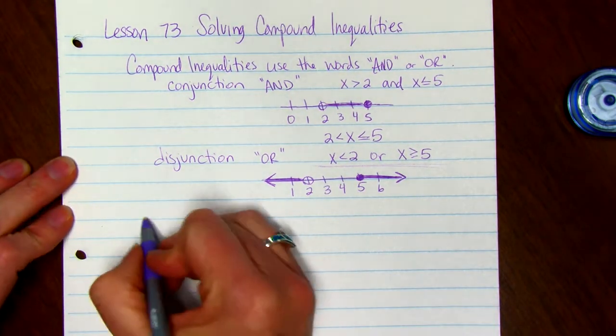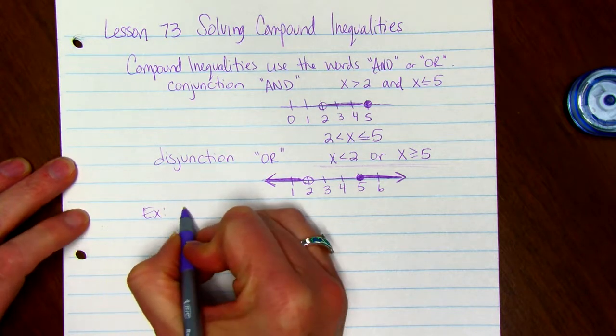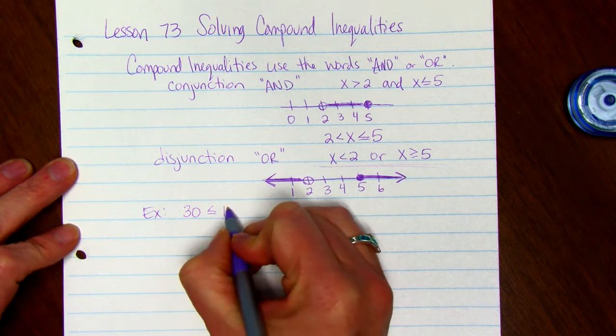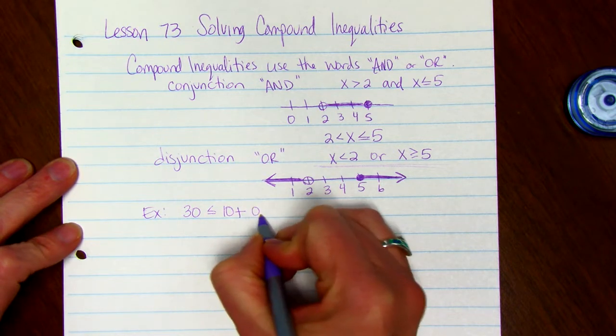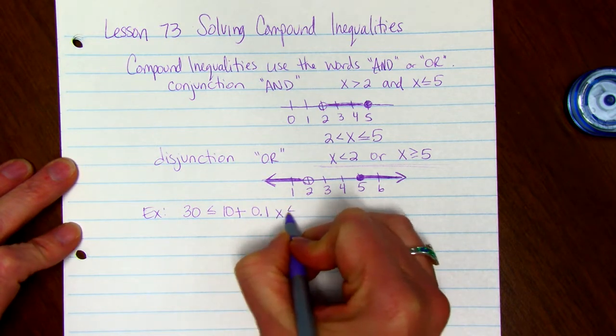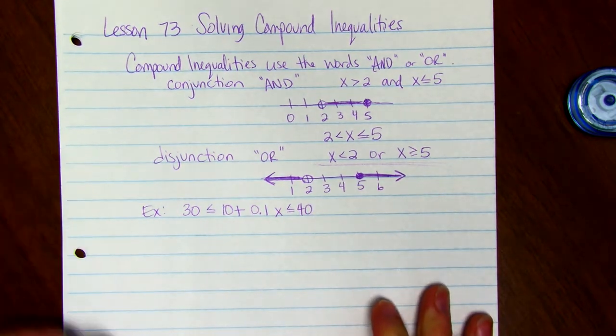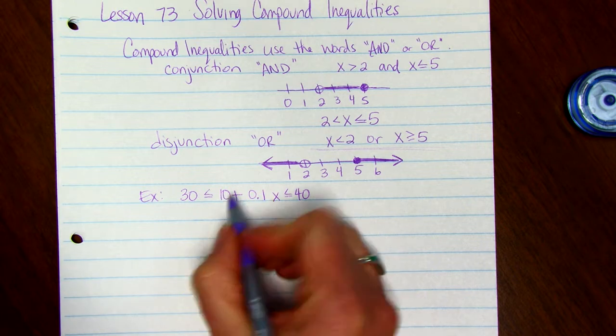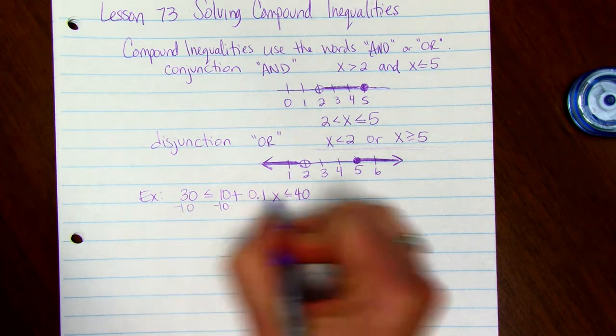Okay, so here's an example of how to solve them. So if we have 30 is less than or equal to 10 plus 0.1x is less than or equal to 40. So we can start, we want to get x by itself. So we're going to subtract 10, just like we would in an equation.